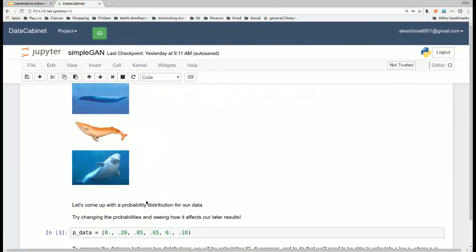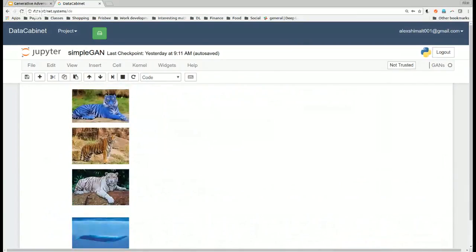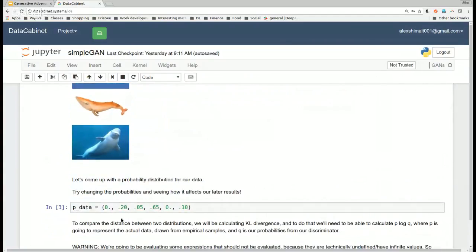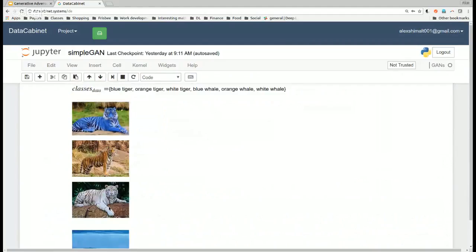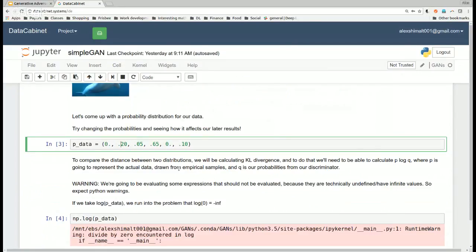So let's come up with a probability distribution for our data. Basically, I create a probability distribution. This blue tiger is assigned a probability of 0. I decided the whales were more common than tigers. I don't know if that's true or not, but I assigned it like 20% chance. 20% of our images are going to be orange tigers, 5% are going to be white tigers, 65% are going to be blue whales, 0 are orange whales, and 10% are white whales. You can change these numbers however you feel like. It's not really that important, but you can play around with it.